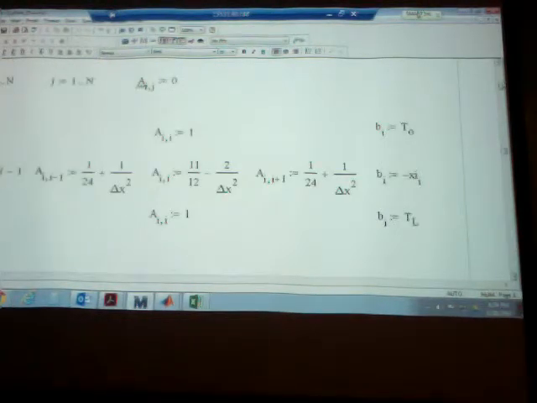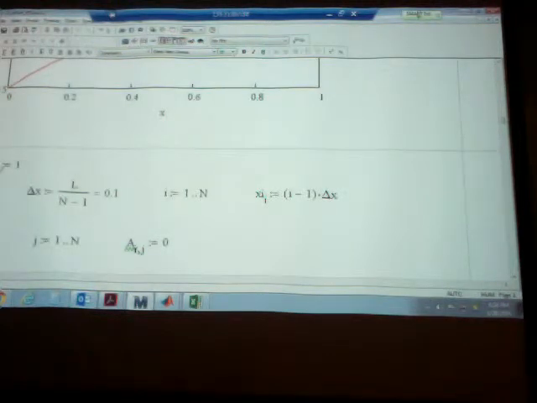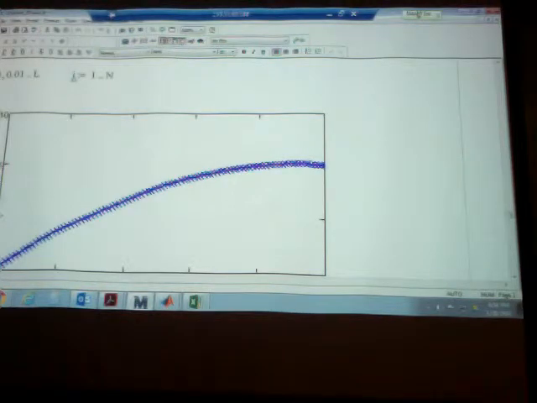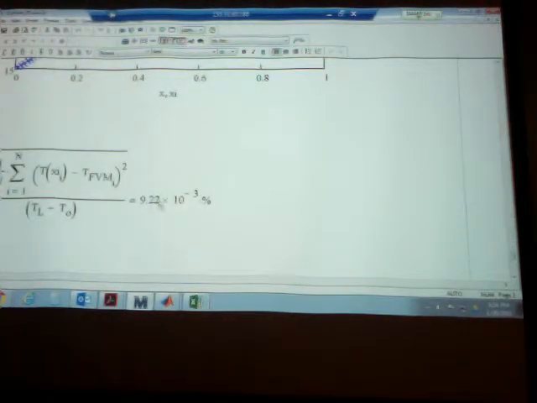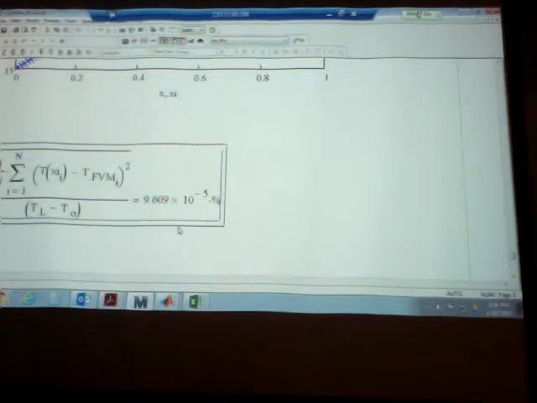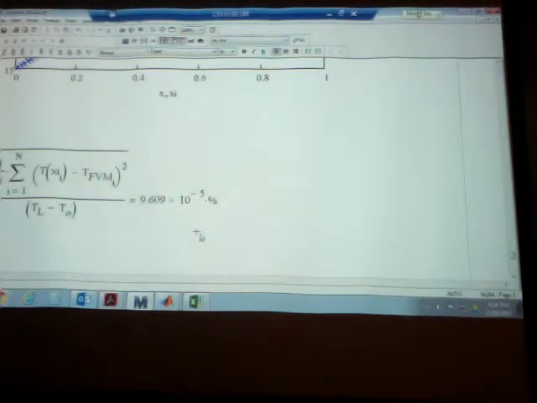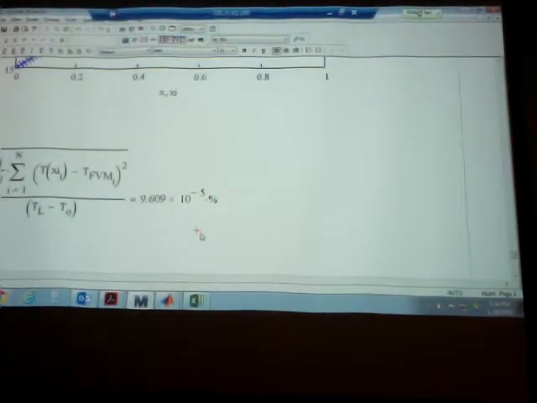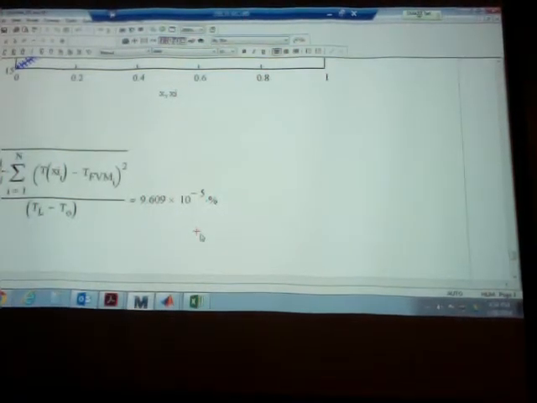So you can make this number 101. Obviously a lot more nodes. And this error from 9.22, if I update it, will be 9.6 times 10 to the minus 5. This is an indication that the error is actually decreasing quadratically, right? Because I made the spacing a tenth of the size. So I increased the resolution of nodes by a factor of 10, and the error decreased by a factor of 100. So you have a quadratic model here.